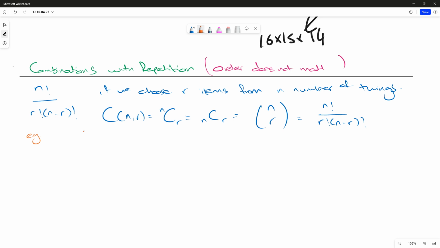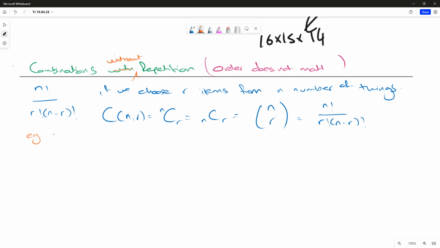An example of this. I just need to double check this. This one is the one without repetition, not with repetition. Without repetition, when order doesn't matter.